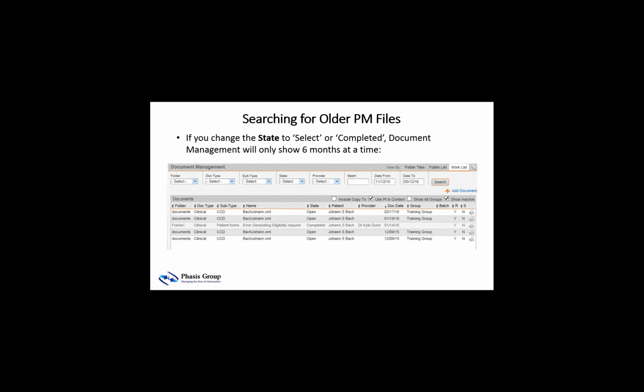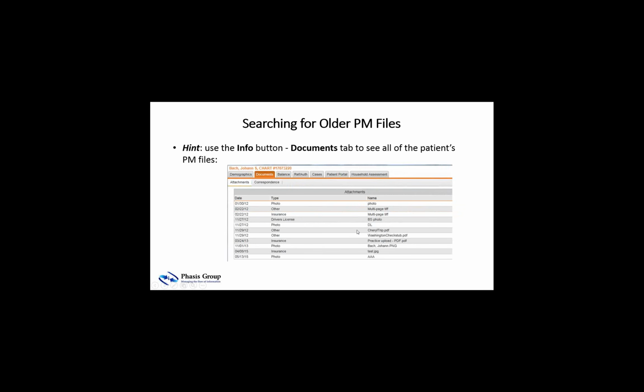Also, searching for older files. You might have run into, if you're in the PM section and you go into document management and say, I want to see all the files, not just the open files, if you change state to select, it will give you only 6 months worth. So what we suggest is to use the info button, which you already saw from Cheryl. That'll give you a pop-up. You go to the Documents tab, and it'll show you all the PM documents for that patient.